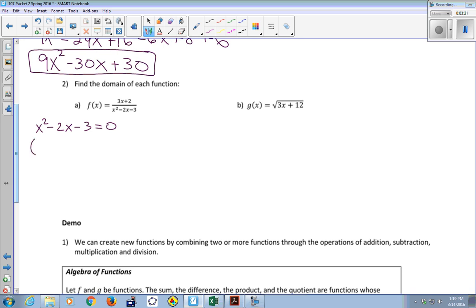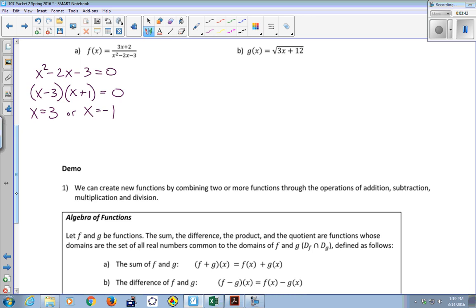So this factors, so I get x minus 3 times x plus 1. Set each factor equal to 0, and you get x equals 3 or negative 1. So there are two x values that you can't plug in, or you get a 0 in the denominator. The easiest way to write this answer is set builder notation, to just say the set of all x's such that x does not equal negative 1 or 3. That's the quickest, easiest way to write it.